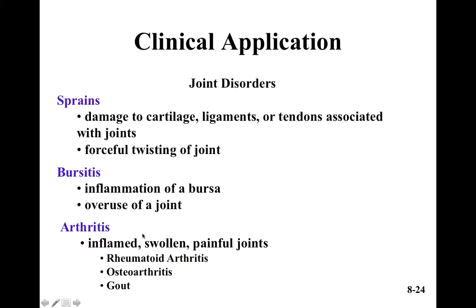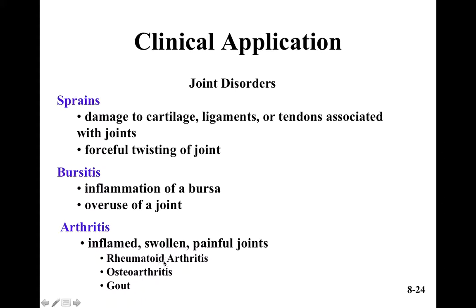Arthritis, there's different types of arthritis. Arthritis is inflamed, swollen, painful joints. There's different reasons for arthritis, I should say. So rheumatoid arthritis is an autoimmune disorder, and it's where your joints actually become ossified because of your immune system attacking them. So with rheumatoid arthritis, you may have to have the joint replaced.